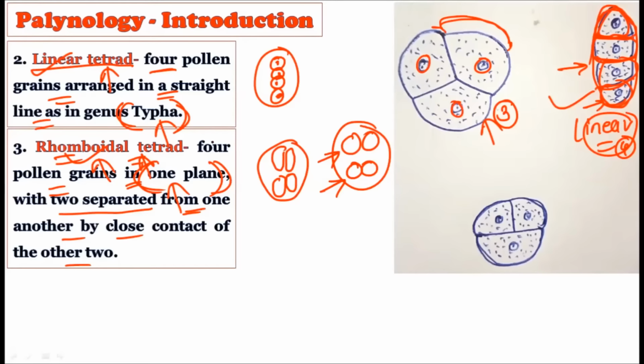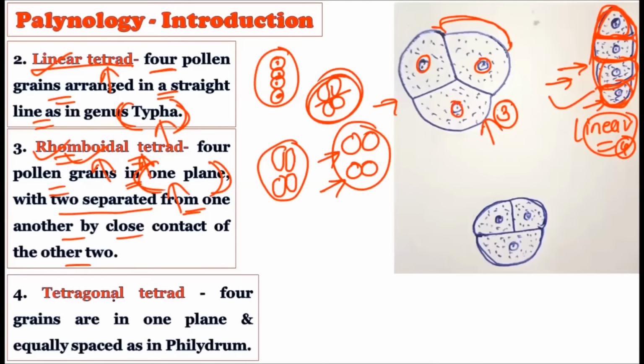So what happens in the rhomboidal type? Unlike the tetrahedral or the linear type, two pollen grains are in a pair and the other two are in a pair, but they are in close proximity with each other, although they are still separated from one another. Such a kind of arrangement is called the rhomboidal type of tetrad.